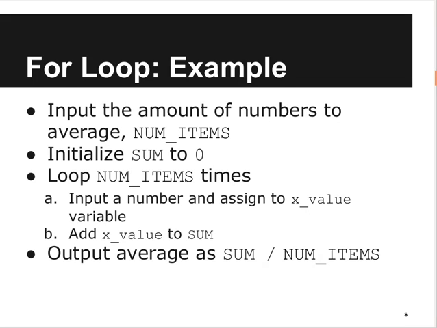So let's do an example of how we could use a for loop here. I'm going to create a program that calculates the average of a set amount of numbers. We'll ask the user for how many numbers they want to do an average for, and then we'll initialize sum to store that information as we collect it from the user. Once we get started here, we'll have a loop that will execute the number of times that the user specified, and then we'll output that information, which would be the sum divided by that number of items.